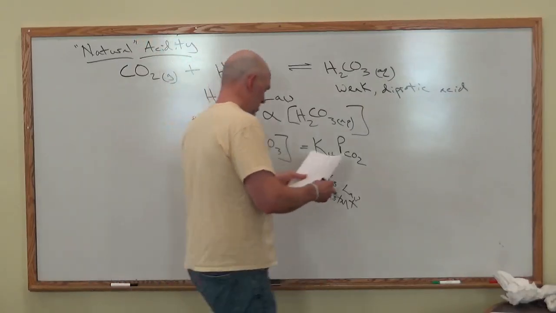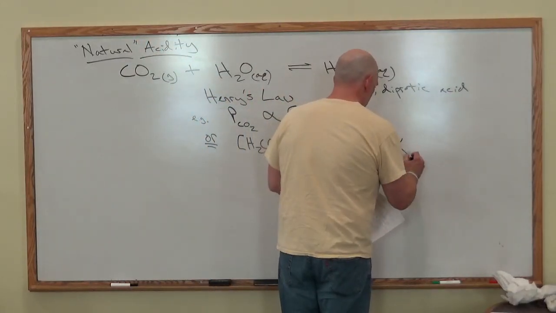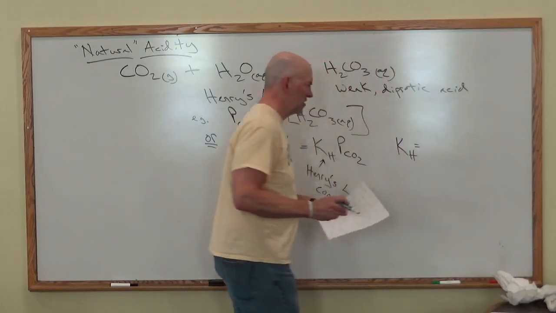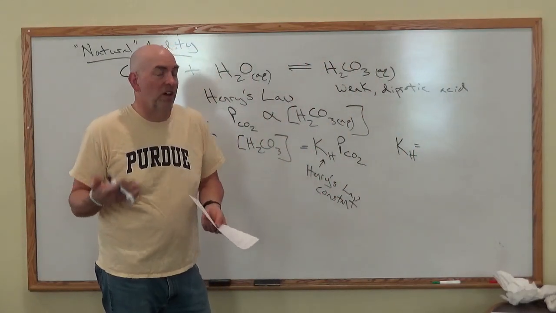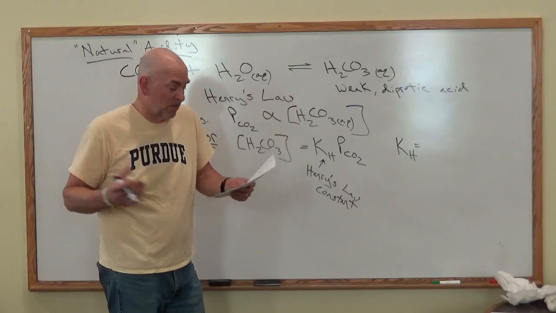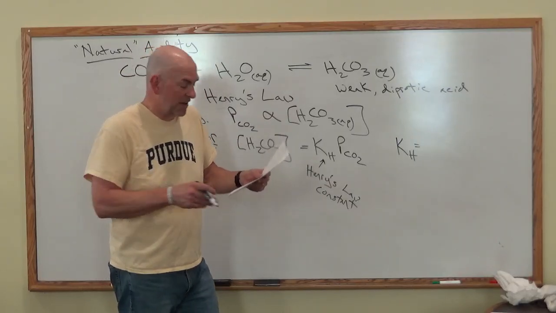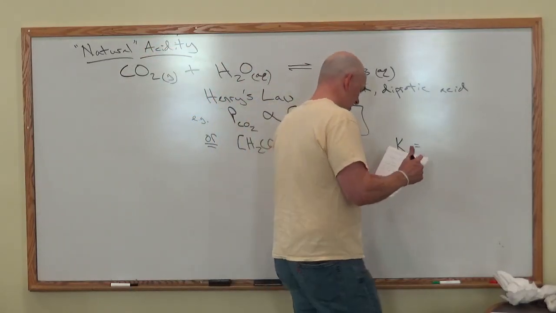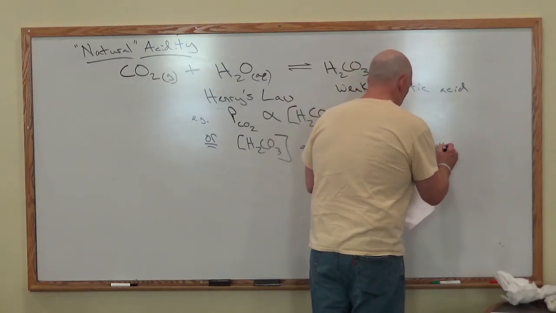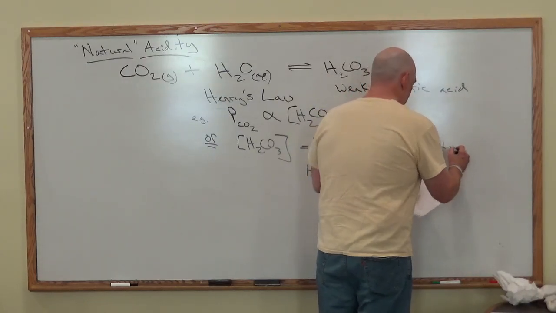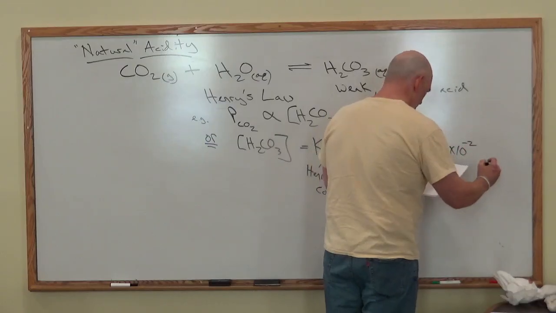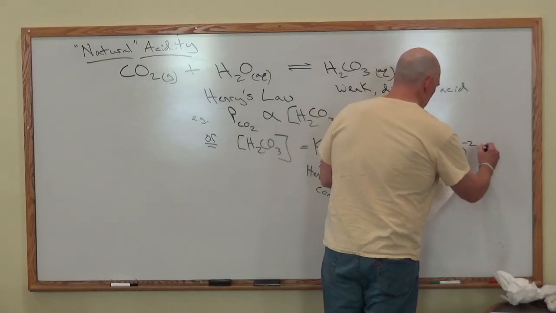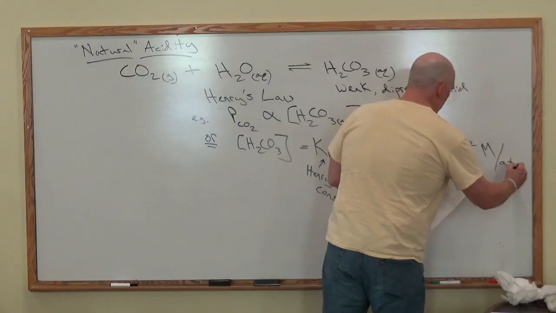And then just to give you an example, I think this is the only one the book uses. The book always tends to use 25 degrees Celsius. That's reasonable. We can look up other ones. I think maybe somewhere down the line I have you look up some other ones. It is 3.4 times 10 to the minus 2, and the units are molarity per atmosphere.